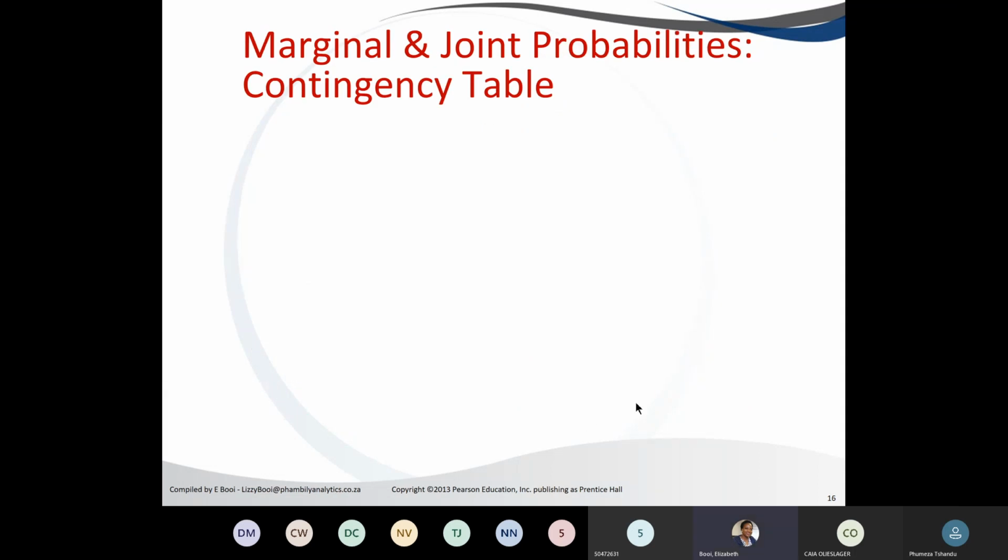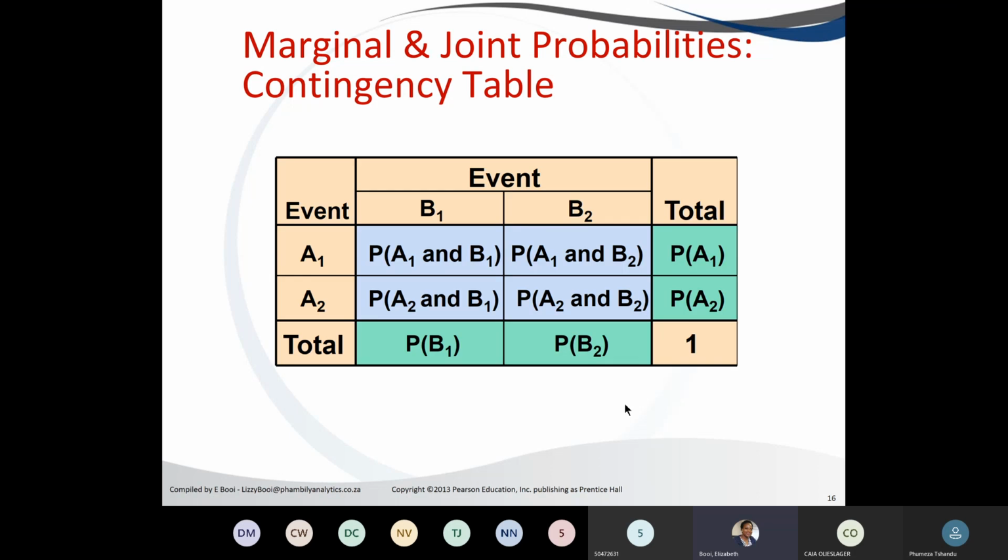Let's recap on what we just did so that we move into the rules. We looked at marginal probabilities and joint probabilities, and the marginal probabilities are just your simple probabilities. And we said we like to use a contingency table. If you have a contingency table, it's clear that you are able to see where you calculate your marginal probabilities or your simple events, and where you calculate your joint probabilities, which is represented by the purple area. The first one gives you the joint probability of A1 and B1.